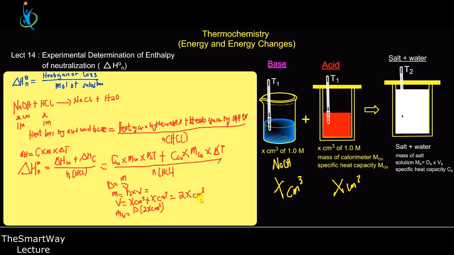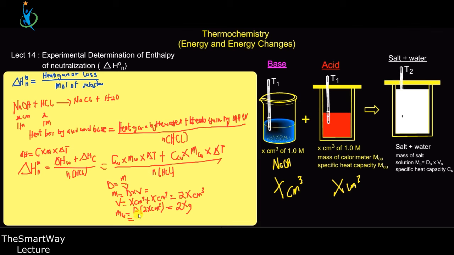Now, since the density of water is 1, when you multiply, we are still going to get 2x grams. Remember that the density of water is 1, that is 1 gram per cm cube. So when you multiply 1 gram per cm cube by 2x cm cube, you realize that this will cancel this one, and then you will still get the same value. Let me do it for you so that you understand.